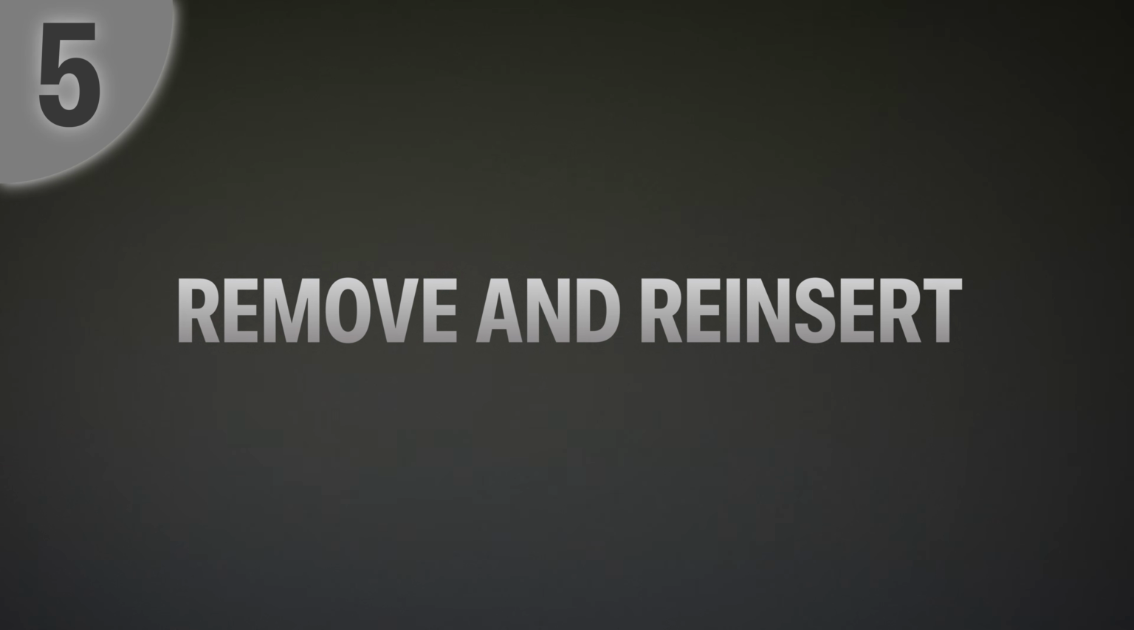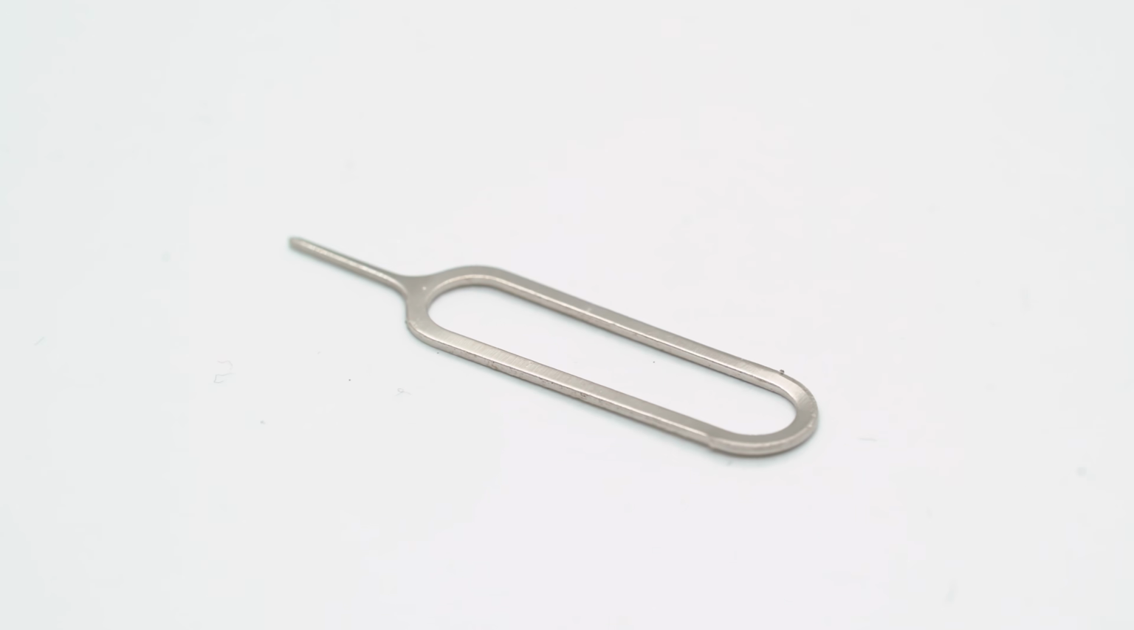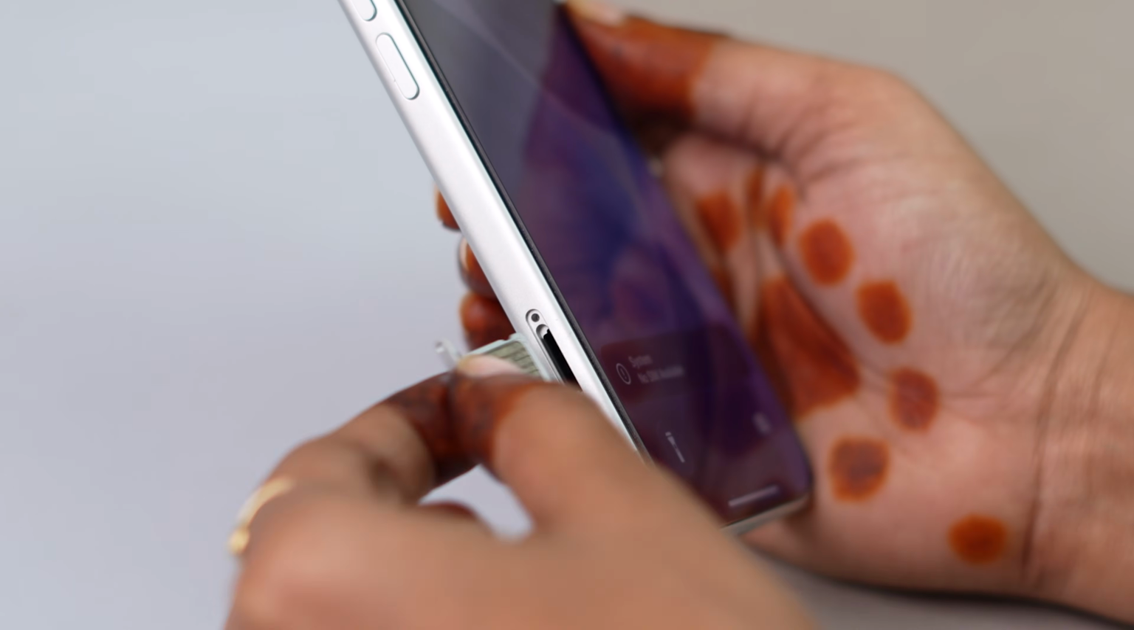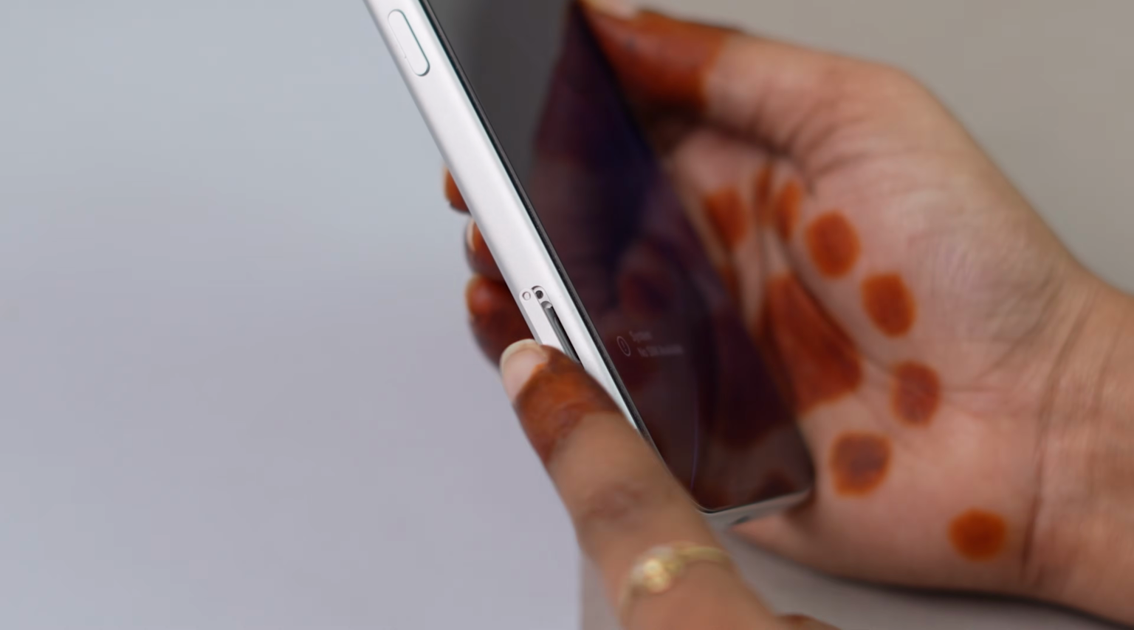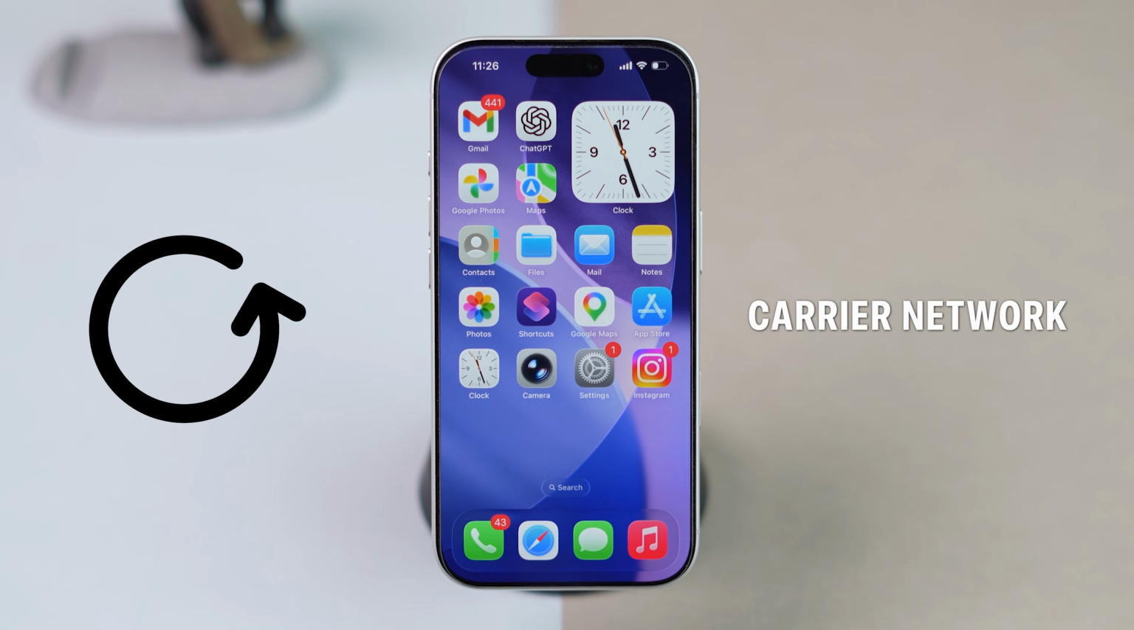5. Remove and reinsert the SIM card. First, check your data plan. Use a SIM ejector tool. Remove the SIM card. Wait a few seconds. Insert it back into your iPhone. This refreshes the connection between your phone and your carrier network.